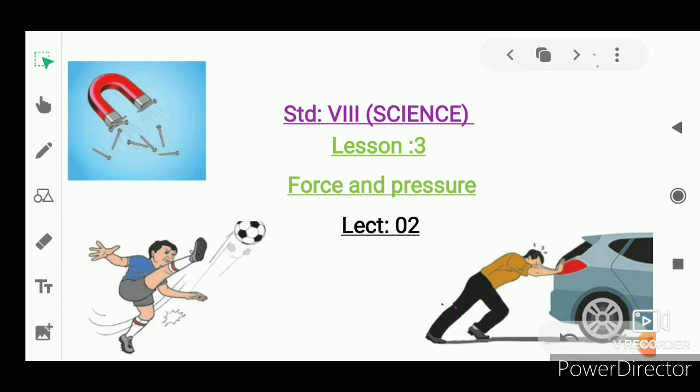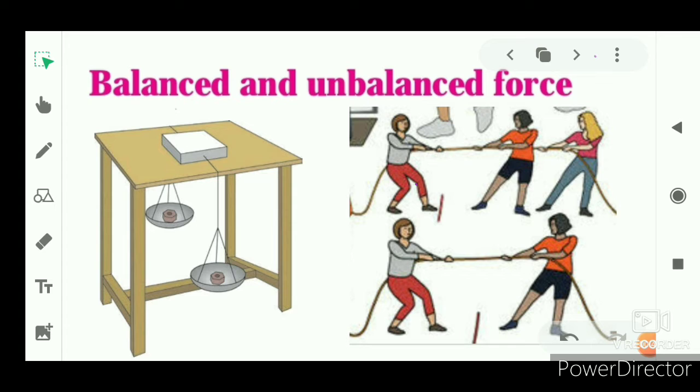In the previous lecture we learned the definition of force, its types, contact and non-contact forces, and I gave you the homework to write on your own which forces would be contact and which would be non-contact forces. So in this lesson we will study the concept of balanced and unbalanced forces. Let's see what balanced and unbalanced force is.